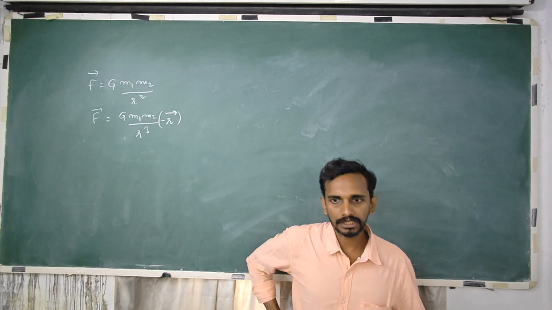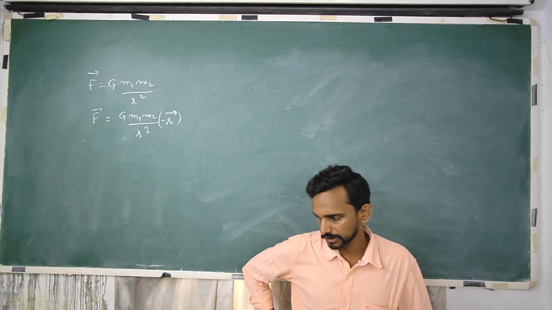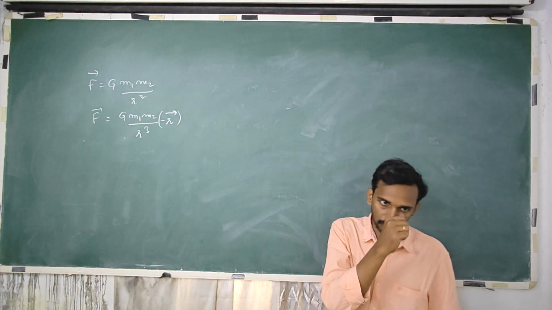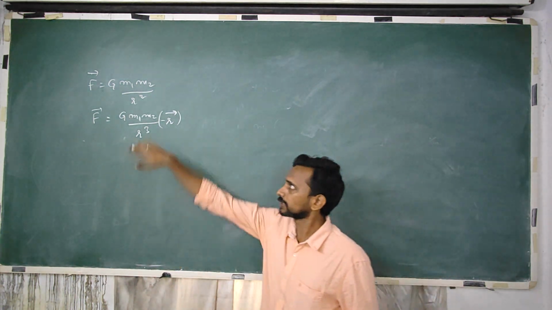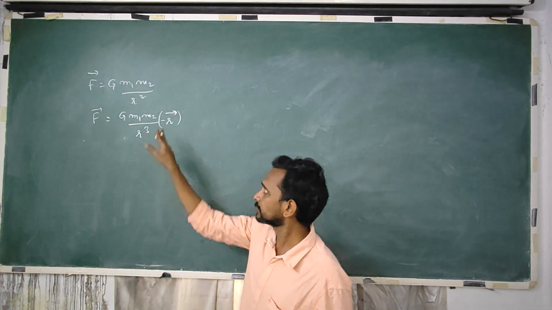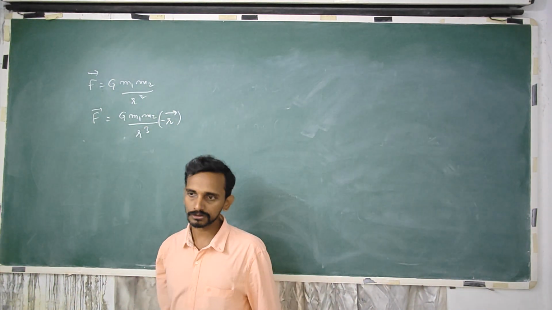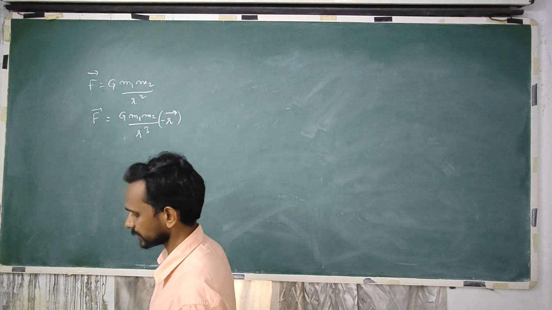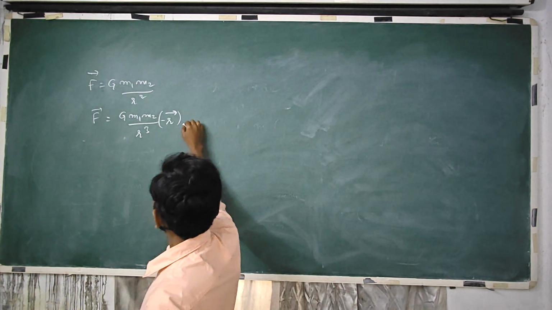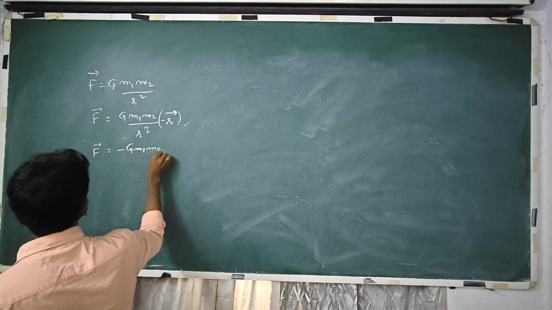Negative sign indicates it is an attractive force. Whereas in the case of charges, it is repulsive force. When both charges are positive or when both charges are negative, magnitude of force is positive and force is repulsive. So there you don't need to introduce this negative sign. But because here it is attractive force, you have to introduce a negative sign here. Okay, so that is one correction here. So force is minus G m1 m2 by r square.